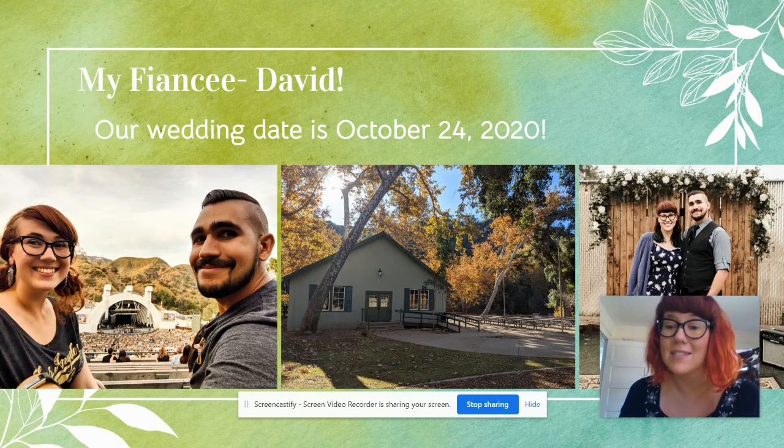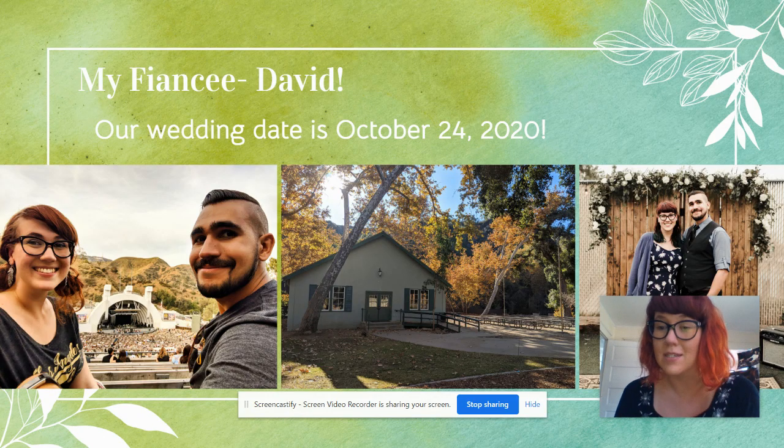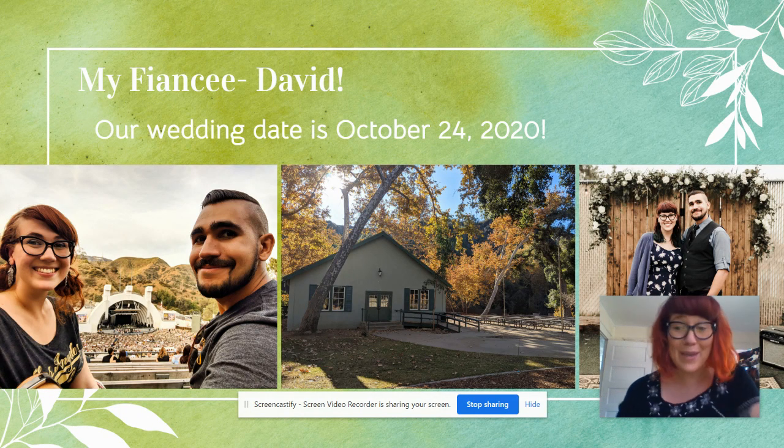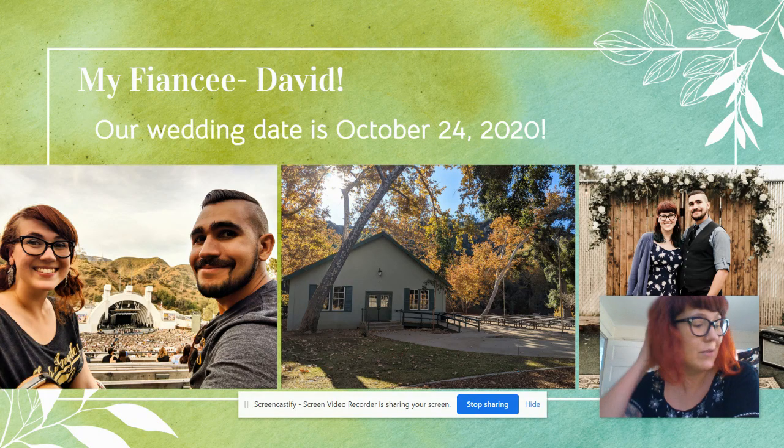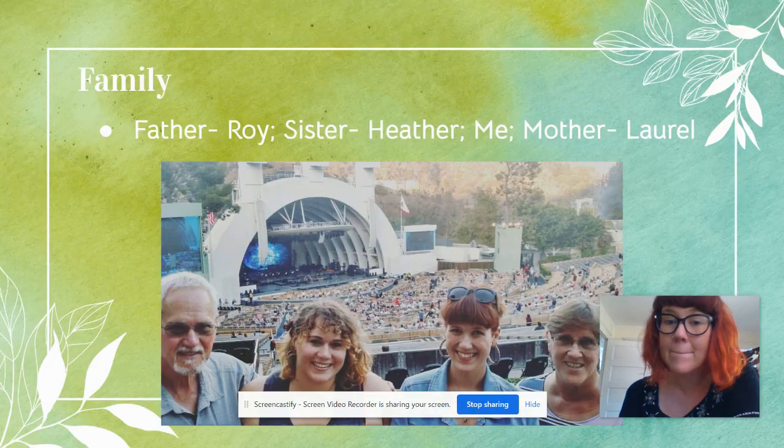Here's my fiance. His name is David. Our wedding is, in theory, going to be on October 24th of this year. You know, with all the COVID-19 craziness, we hope that can still happen. That's still the plan. So we'll see. And that picture in the middle there, that's our wedding venue. It's a campground in Ojai, so that's hopefully where it's all going to go down.